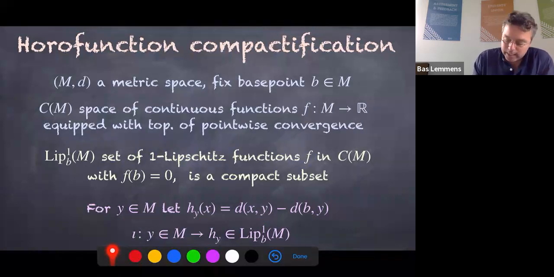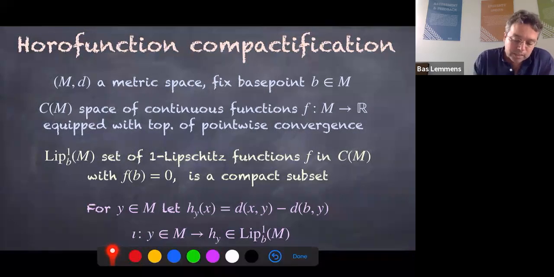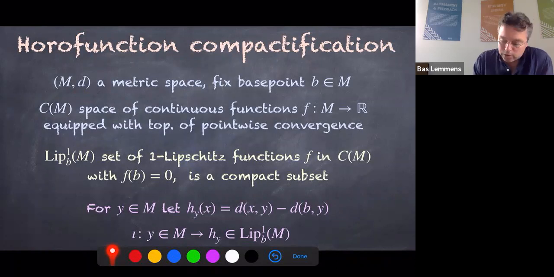And so in this way we get an embedding, and you can show quite easily, as a consequence only of the triangle inequality of the metric, that h_y is in fact a Lipschitz 1 function, and clearly it vanishes at b. In fact, I could have done this setup not with a metric space, but with something where the distance just has to satisfy the triangle inequality. It doesn't have to be non-negative, it doesn't have to be symmetric. But for our purposes, we'll take it to be a metric space.